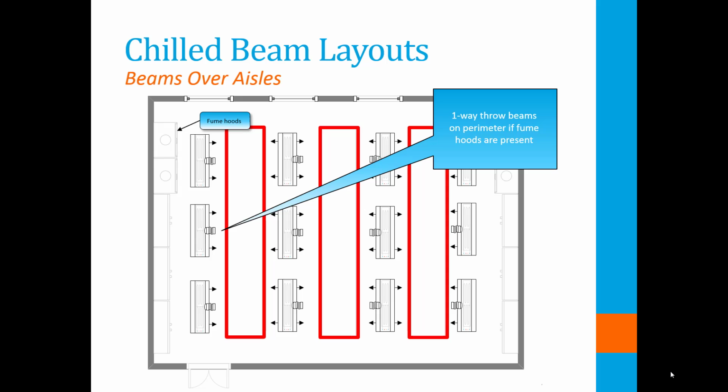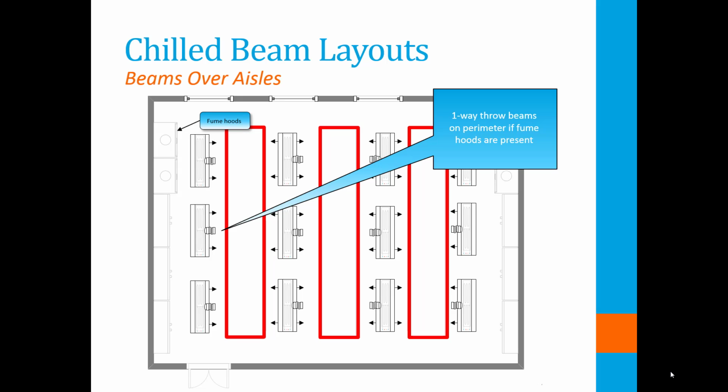Care must be exercised when locating chill beams near to fume hoods, as high velocity air thrown directly down the hood face will compromise the safe operation of the hood. It's generally good practice to use one-way beams near fume hoods and throw the air away from the hood as shown in this layout.